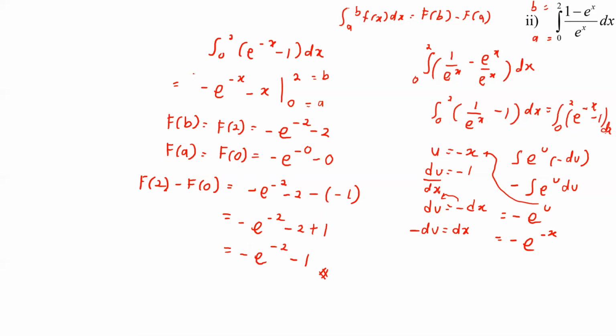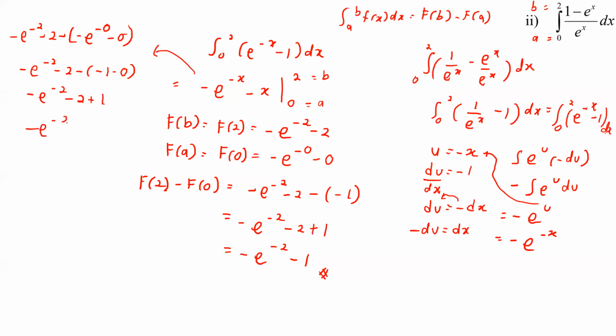Or you can directly substitute, which is negative e^(negative 2) minus 2 minus negative e^(negative 0) minus 0. But you have to make sure that you do not make a careless mistake. Because I worry that you will make a careless mistake, that's why I do it one by one. But it's up to you. You can choose either one. This one can be used and this one can also be used.